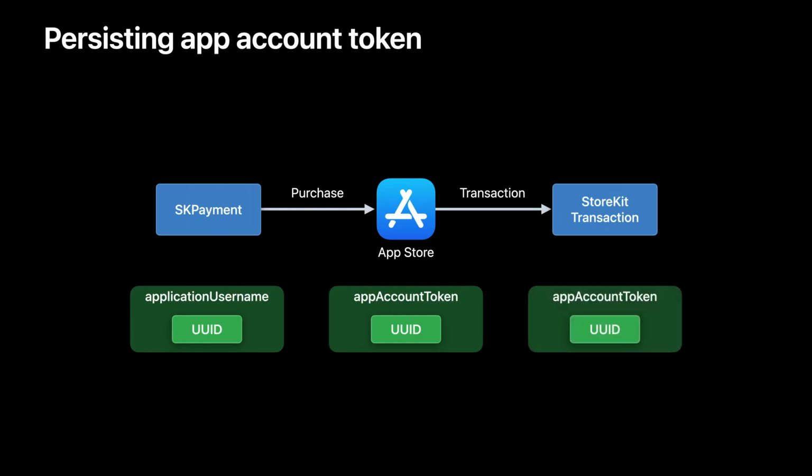And as a UUID, it's compatible with the App Account Token in the modern StoreKit transaction APIs. So now you can be sure that when you update your codebase to the modern StoreKit APIs, the UUID you use for the application username is preserved as an App Account Token in the StoreKit transactions.